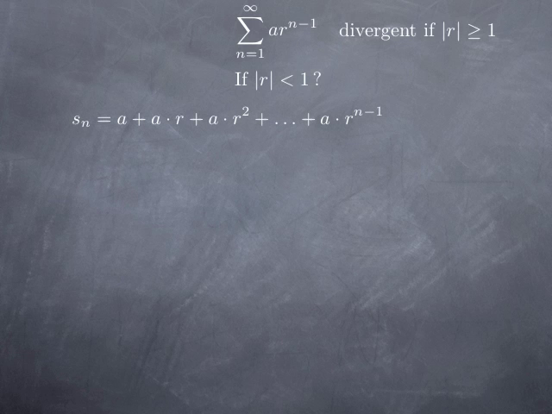So now we've seen that geometric series like that are divergent if the absolute value of the common ratio is greater or equal to 1. What if the absolute value of the common ratio is less than 1? Well, we're going to look at the sequence of partial sums because we want to see if we have convergence, in other words, if the sequence converges.